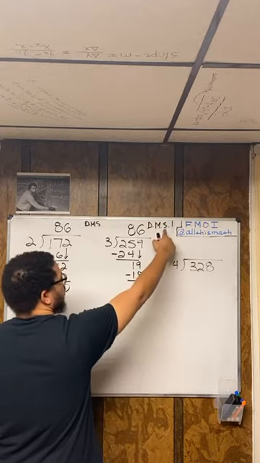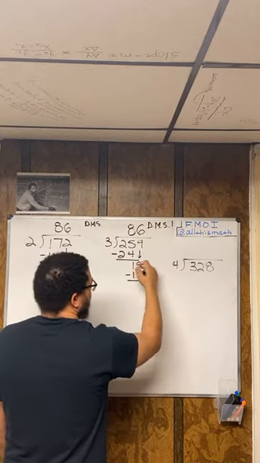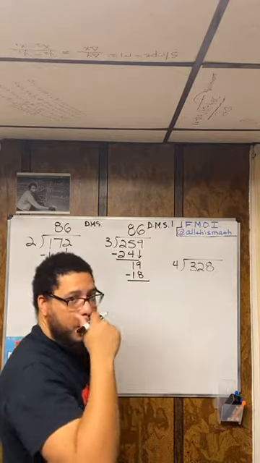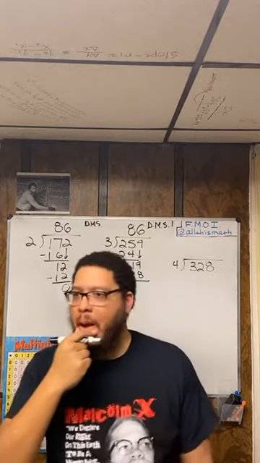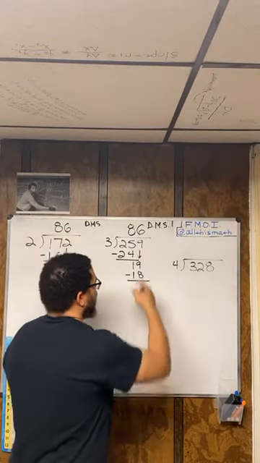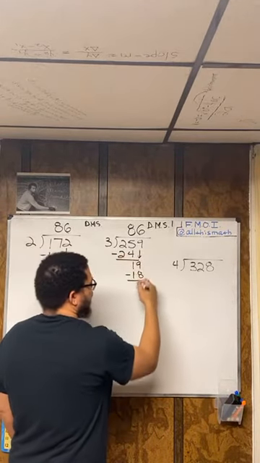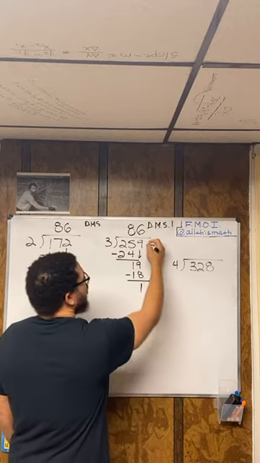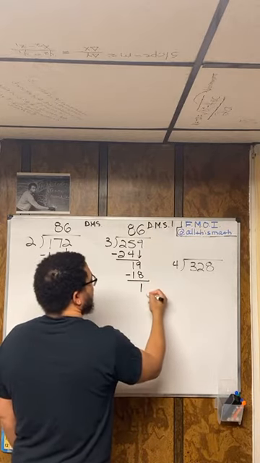And now we're going to do the third step again, which is subtraction. 19 minus 18, what does that equal? 1. 1, exactly. See the coincidence? 25 minus 24 was 1, and now 19 minus 18 is 1. Now, we don't have any other numbers to bring down, right?